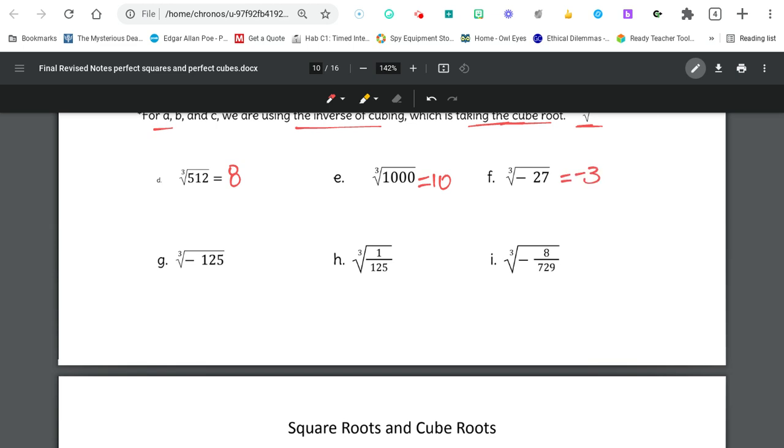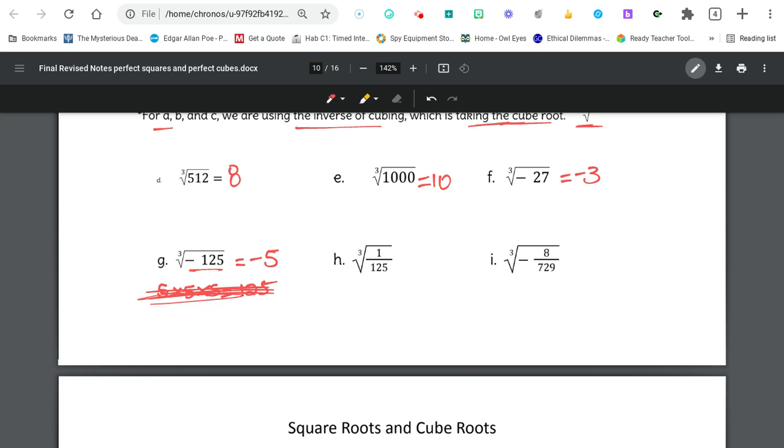All right, and just look at your notes. What number times itself 3 times gives you a negative 125? Well, that would be a negative 5. Please, again, don't put plus or minus on these cube roots. 5 times 5 times 5 produces a positive 125, not a negative 125, okay? So don't put plus or minus. Your answer is either positive or negative on these cube roots. On square roots, they're both positive and negative.